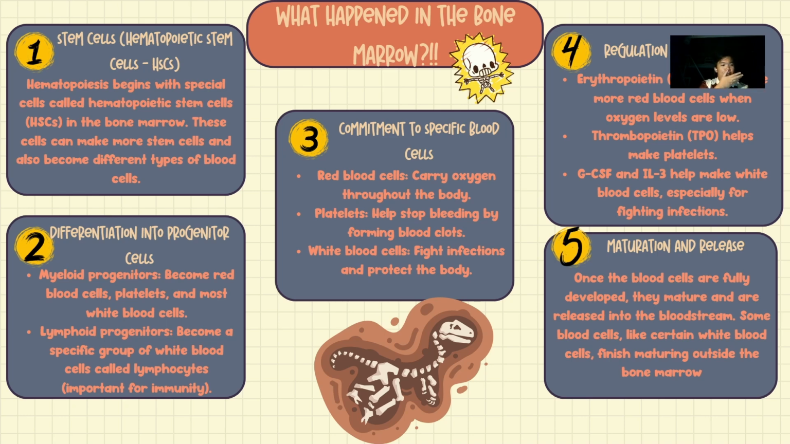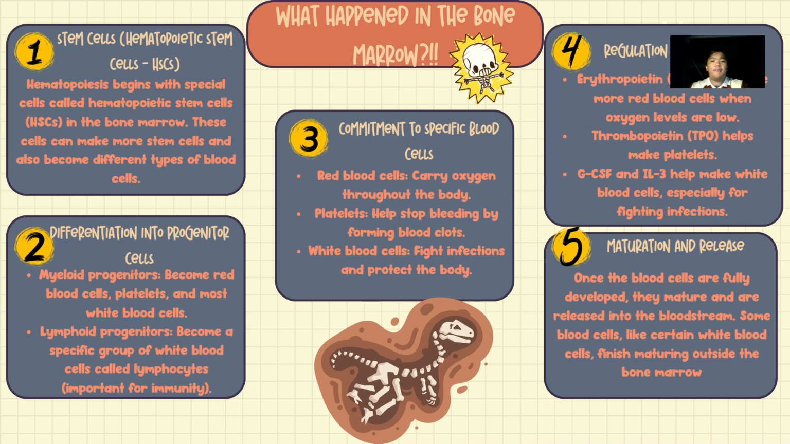The second step is the differentiation step, where myeloid progenitors will become red blood cells, platelets, and most of the white blood cells, except for lymphocytes, because lymphocytes come from lymphoid progenitors. They will become a specific group of white blood cells called lymphocytes, which consist of natural killer cells, T lymphocytes, and B lymphocytes.